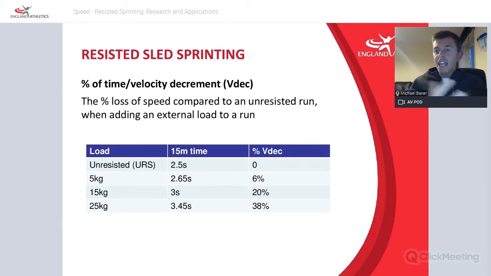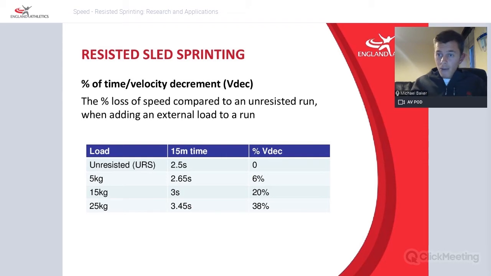If we added a 15 kilogram load and their time to 15 meters dropped to 3 seconds, that would represent a 20% velocity decrement. Likewise, if we added a load of 25 kilograms, they might run 3.45 seconds, and that would represent a velocity decrement of 38%.